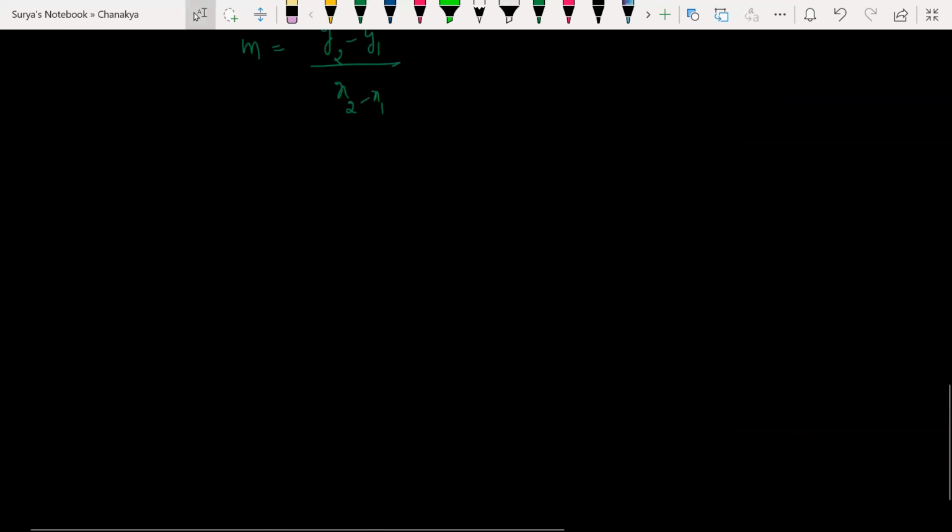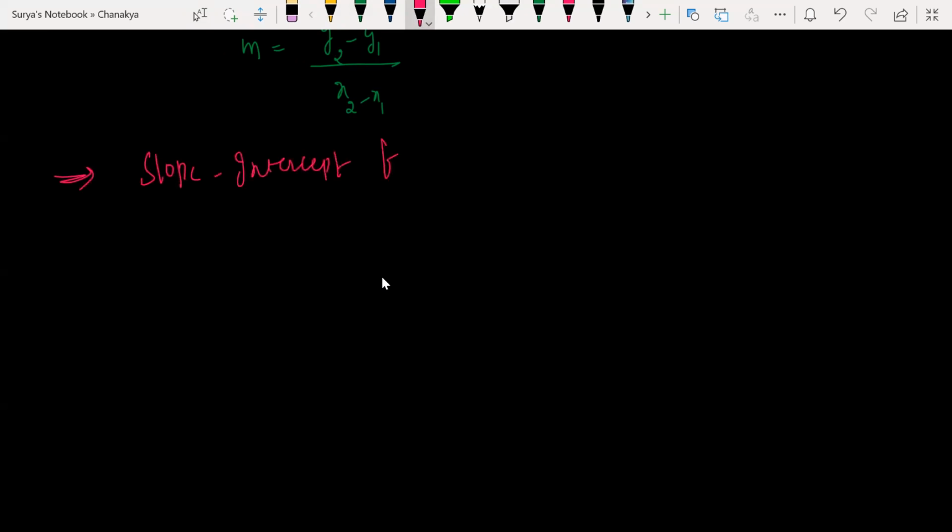Let's take your question once. Basically you should know, this is what is called the slope intercept form of a straight line. What is the slope intercept form of a straight line? y equal to mx plus c.